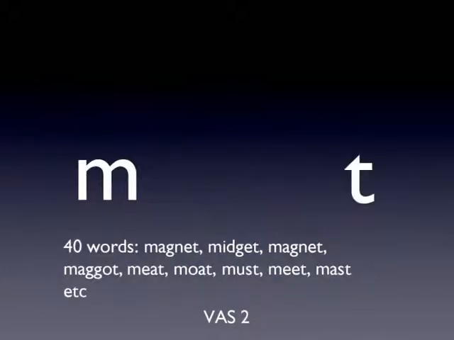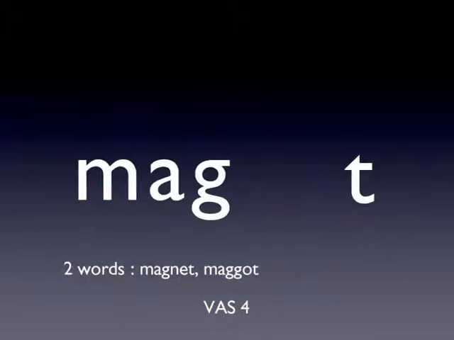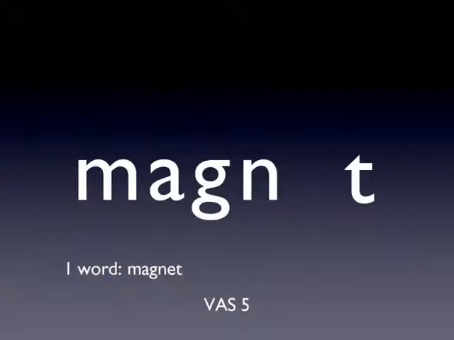Remember I said the two end letters would attract attention, but that could still be magnet or midget or maggot or meat or moat or must. There are still too many words it could be. There are about 40 words that would fit that pattern. But when you get down to 3, that could only be magnet, midget or maggot. So what we call VAS level 3 is the minimum level for whole word processing. If you can process 4, there could only be 2 words that will fit that, magnet and maggot. If you can process level 5, there's only 1 word that would fit that pattern.